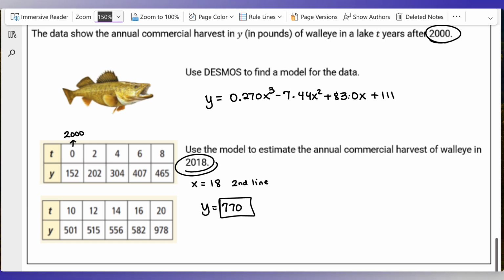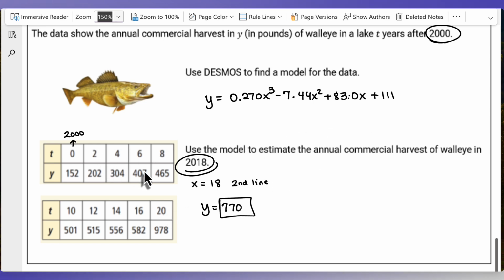Let's take a look at the last example. So it says the data show that the annual commercial harvest in Y, that would be pounds of walleye, and if you don't know, it's a type of fish, looks like that, in a lake that's T years after the year 2000. So once again, we are starting with the year 2000. So if you look at this table here, T equals 0 means the year 2000. So if I go over here to the 8, that just means the year 2008. And then at the very end, it's 2020. So very similar to the Eagle's Nest problem that we just did.